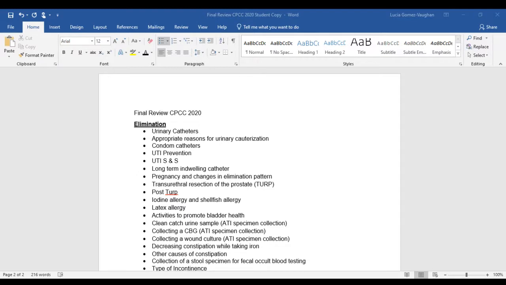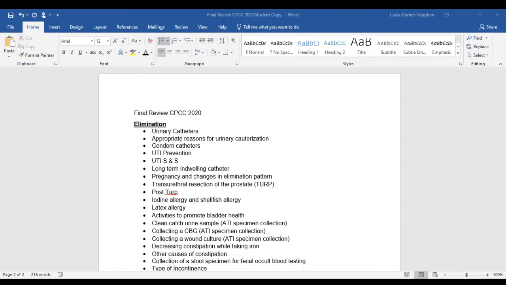Clean from clean to dirty. What we mean by that is if you are doing peri-care for somebody with an indwelling catheter, you're going to start cleaning at the urinary meatus, and you're going to end with the anus. Bladder scans have eliminated the need for in and out catheterization, so they also contribute to a decreased risk of UTI.